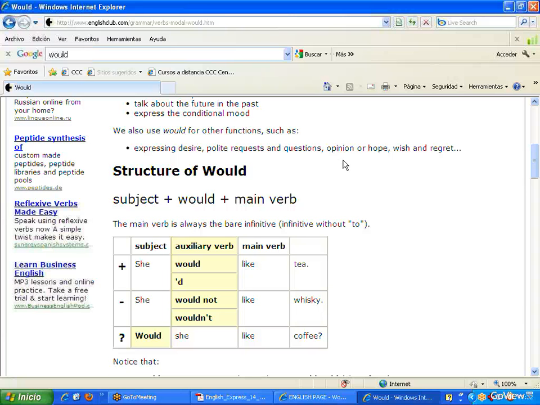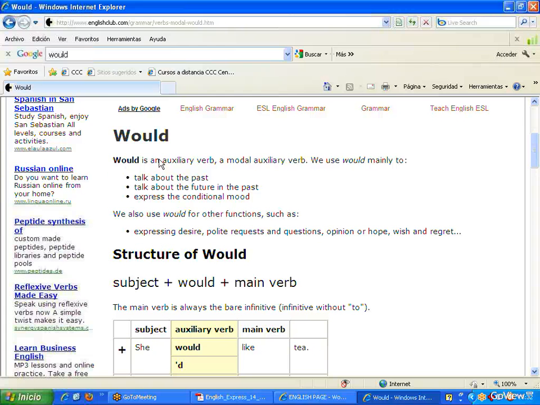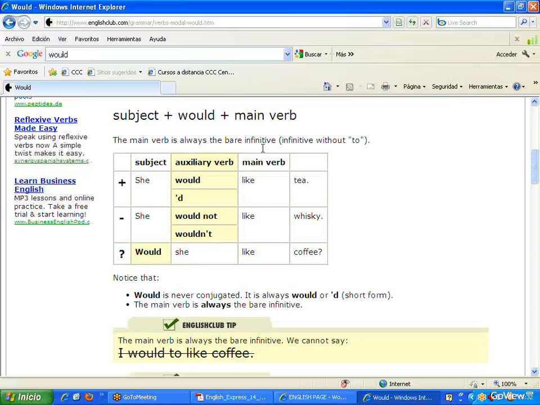Okay, this is the structure of would. The main verb is always the bare infinitive. Remember the bare infinitive? That's an infinitive without to. So we have the subject, she. Here she is the subject. And would and main verb, okay? She would like tea. She would not like whiskey. Okay? And here's the question. Would she like coffee? Bueno, quizá.